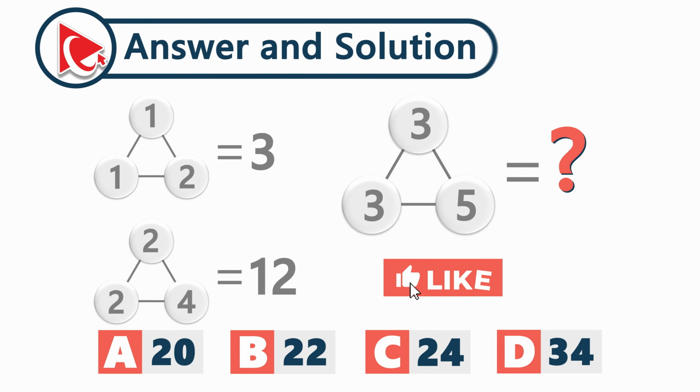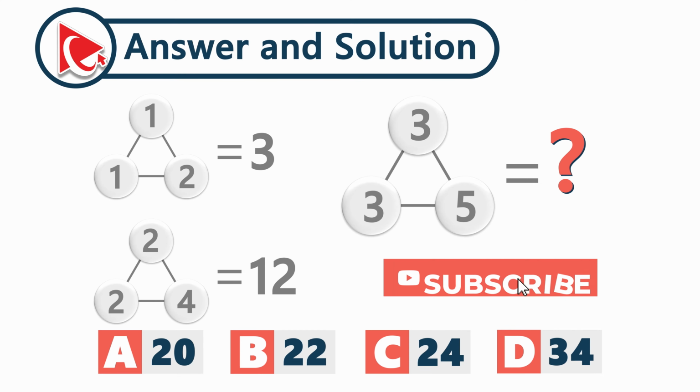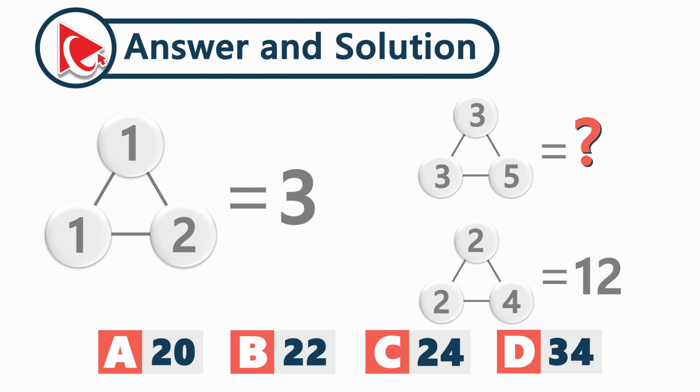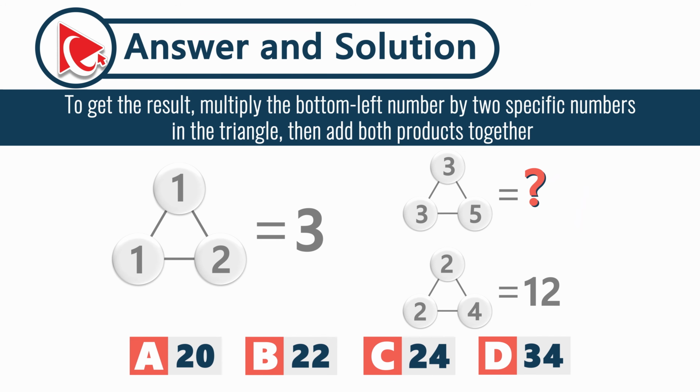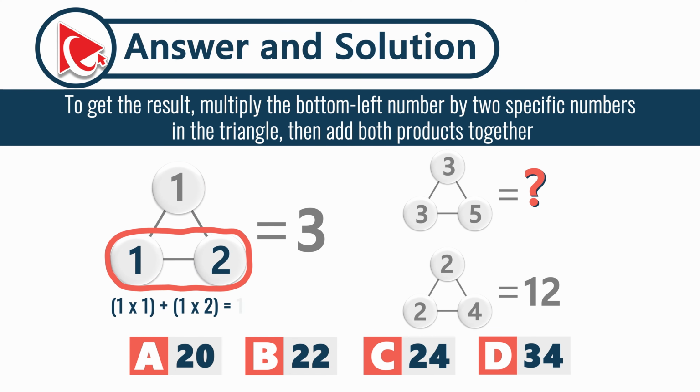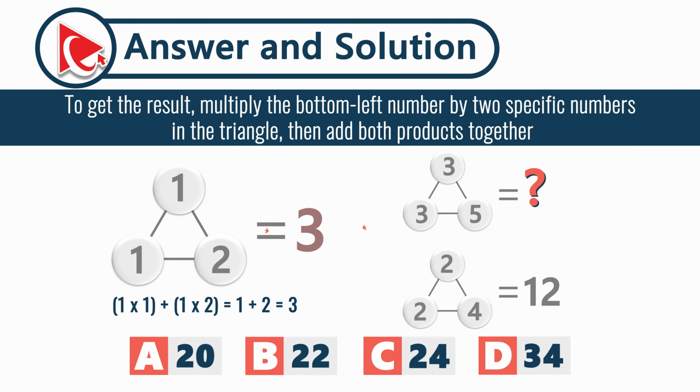The pattern here is simple, but hidden in plain sight for most people. But I'm pretty sure you're the one who actually discovered it. Let's take a close look at the first expression. To get to the result, multiply the bottom left number by 2 specific numbers in the triangle, and then add both products together. 1 multiplied by 1 plus 1 multiplied by 2 equals 1 plus 2 and equals 3.